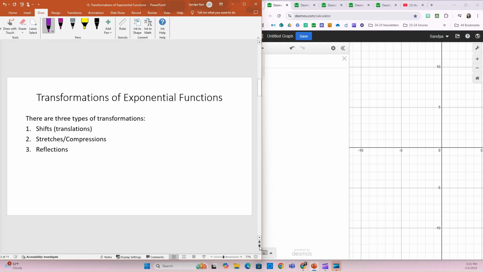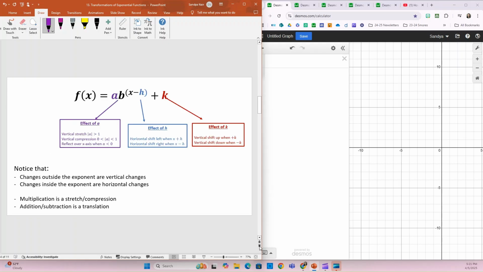So transformations of exponential functions are once again going to come in three types. We'll have shifts, which are translations, stretches or compressions, and reflections. So we're going to look at these different values to see what happens when we transform our function. We could have an x plus h or an x minus h, or we could have a plus or minus k on the outside of the function.